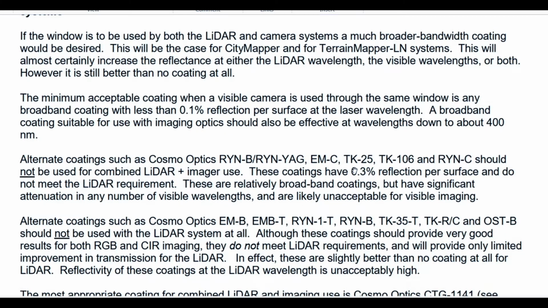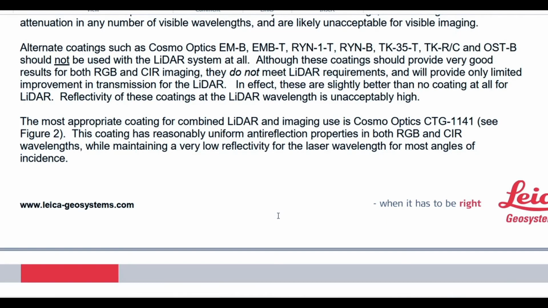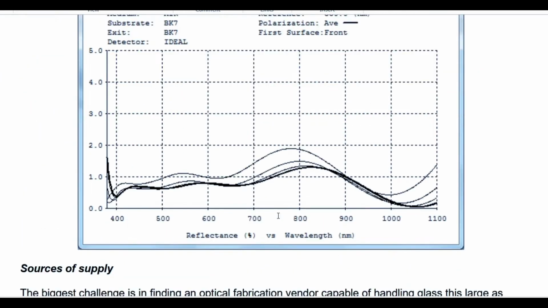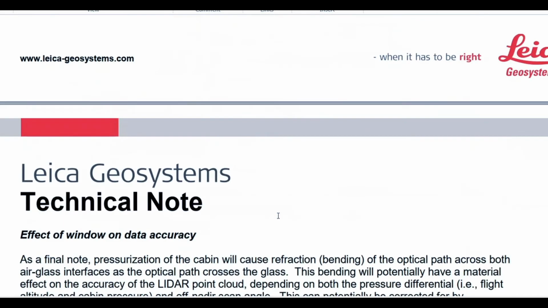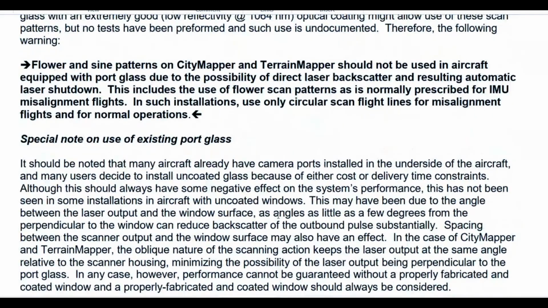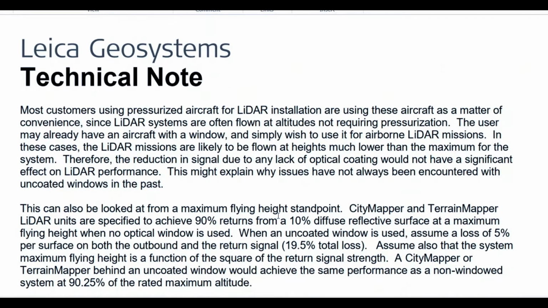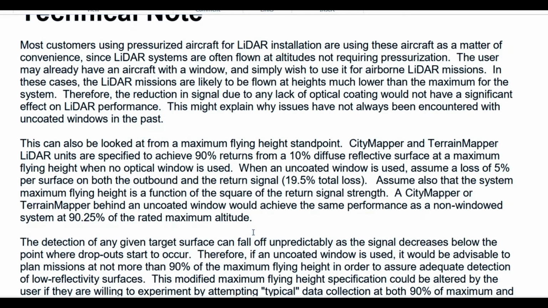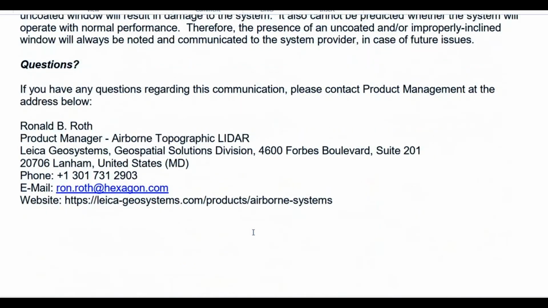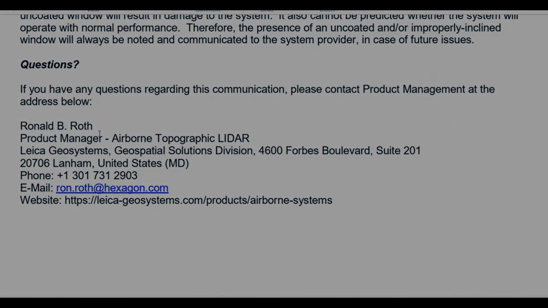So there are alternative coatings, different coatings that can be used. As told, this document is placed in Teams with all the explanation, and this document is also interesting if you know a customer plans to fly with port glass. Always hand over this document so he is aware of what can happen and what kind of glass he should use. And in case of any question, the best is to contact Ron directly.